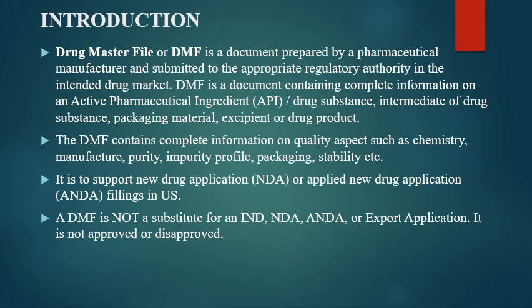The DMF contains the complete information on quality aspects such as chemistry, which is used in the preparation of the API or a drug product, how it is manufactured or a manufacturing process, the purity, the impurity profile, packaging, stability, etc. The DMFs are used to support NDA or ANDA filing in the US. However, they are not the substitute for those filings.